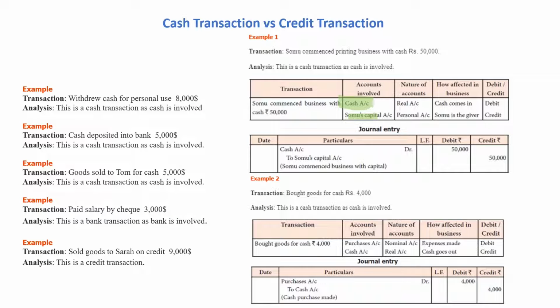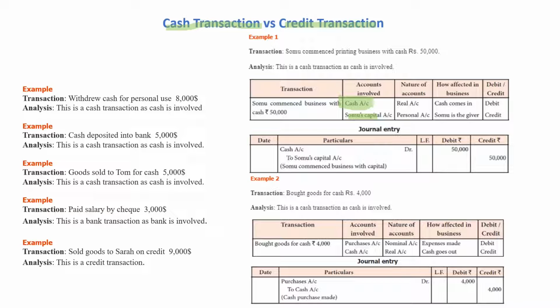Before understanding journal entries, we have to understand what is a cash transaction, credit transaction, or bank transaction. A cash transaction shows involvement of money in that particular transaction. Suppose I purchased a car. When I purchased the car, I paid the money to the supplier. This was a cash transaction.